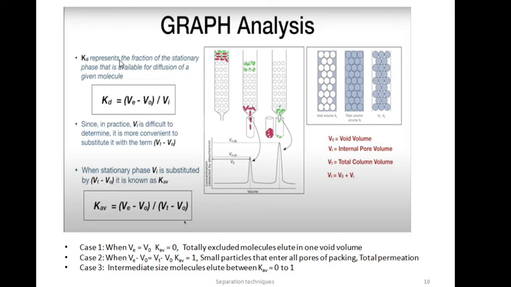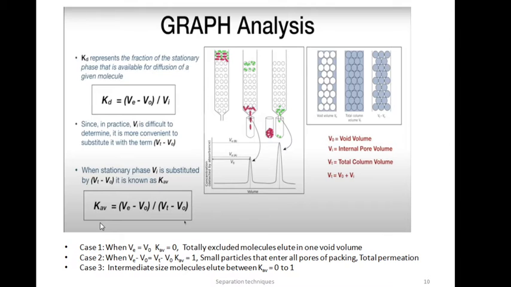So KD is given by VE minus V0 divided by Vi. From the previous derivation, we know that Vi is Vt minus V0. You're going to substitute that here. VE minus V0 divided by Vt minus V0 is K average. So the distribution coefficient is equal to VE minus V0 divided by Vi. K average is VE minus V0 divided by Vt minus V0. So this equation is very important.